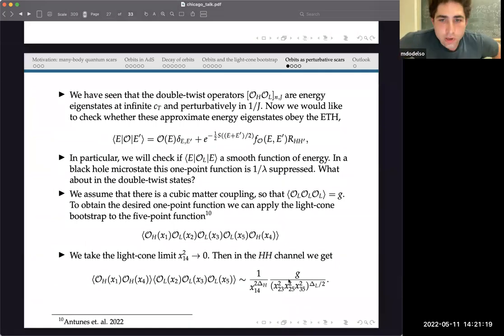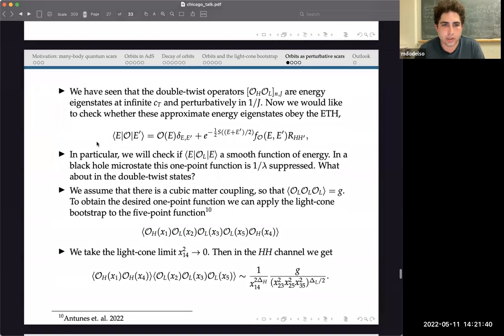So as I said before, these double twist operators are energy eigenstates at infinite C_T and perturbatively in 1 over J. Now we want to work in this perturbative limit, and we want to check whether these energy eigenstates obey the ETH. So here I displayed it for your convenience. We have the expectation value of some light operator in these heavy states, E and E prime.